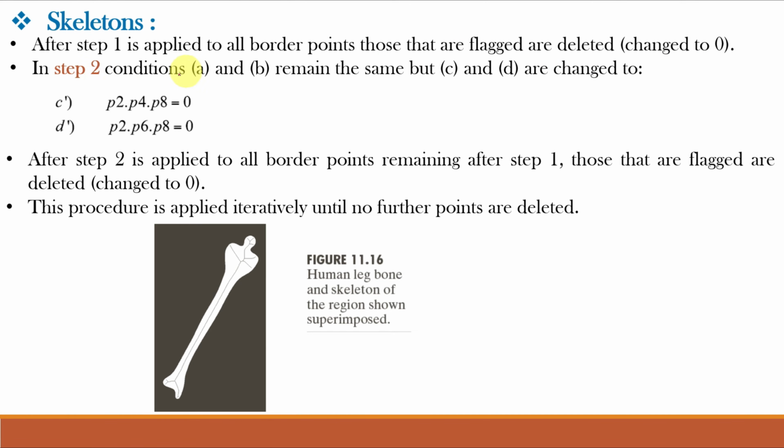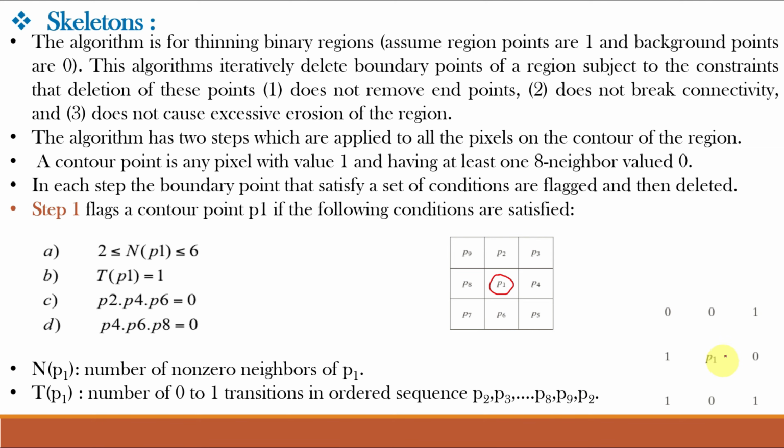In step 2, the conditions A and B remain the same as step 1, but C and D are changed to C dash and D dash, that is at least one of these pairs is equal to 0. In step 2, a point is flagged for deletion if all of these conditions are true. This C dash and D dash means that this is not a part of a thin diagonal line in the opposite direction as in step 1. So the points flagged for deletion in each step are not deleted immediately, but only after all the points have been checked. This prevents changing the shape or connectivity of the region during the process. The 2 steps are repeated until no more points can be deleted, and the result is a thin connected skeleton of the region. Let us check for this P1 whether it will be deleted or not.